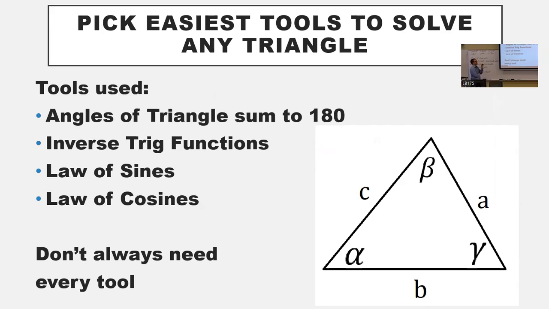when you're solving triangles, we have all of these tools. We have angles of a triangle add up to 180 degrees. We have inverse trig functions. We have trig functions. We have law of sines, law of cosines. Not every triangle is going to need all those tools. Law of cosines is my most complicated equation, so that's the one I try to avoid if I can. Angles adding up to 180, that's the one I want to use as soon as I can use it, right? That's the easiest version to use.